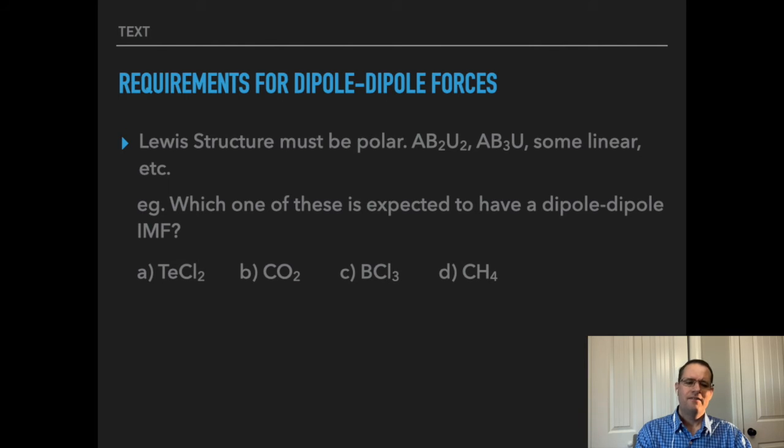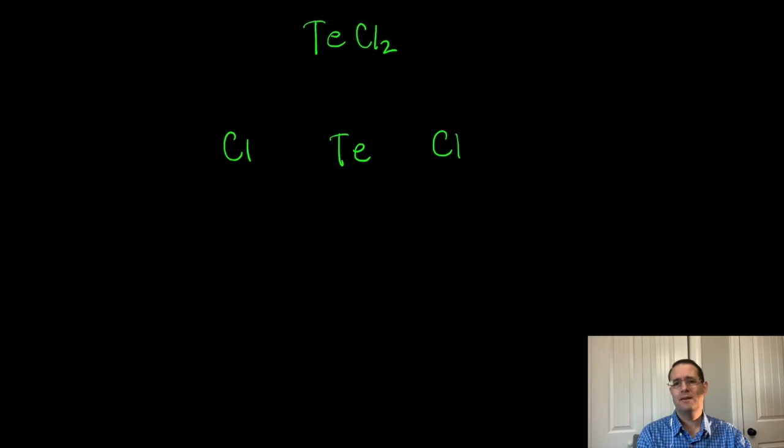Let's do the next problem in this series. Which of these is expected to have a dipole-dipole intermolecular force? So TeCl2 you might be less familiar with. Tellurium is found below sulfur in the periodic table. It's in group 6. Okay. Chlorine is more electronegative because it's found further up in the periodic table. And remember that more electronegative elements are positioned on the outside of a Lewis structure, okay? So the central atom will be tellurium with 6 valence electrons.